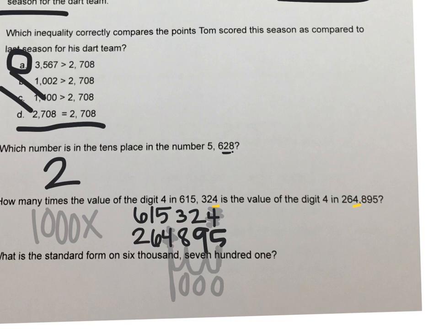Do you see how I bounced 1, 2, 3, and that made my 1? And then I put zeros under all of those bounces. All right.